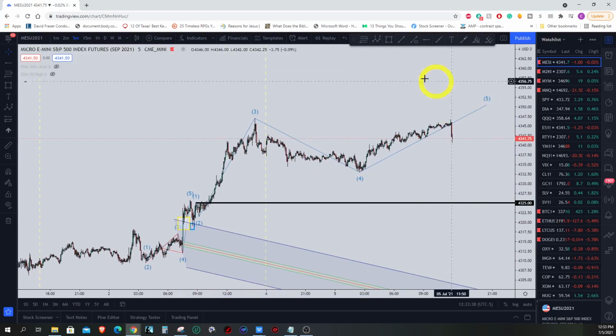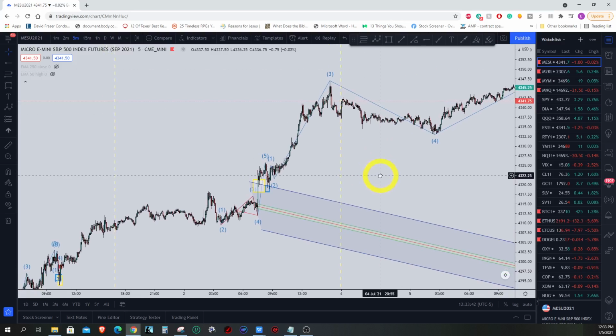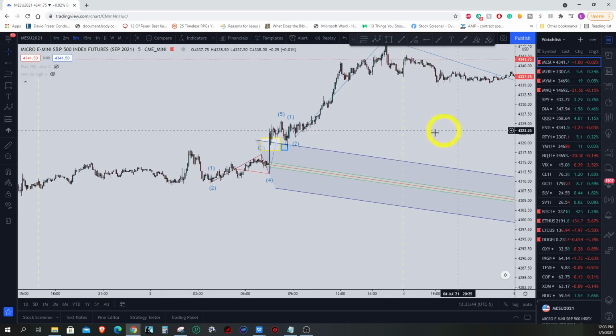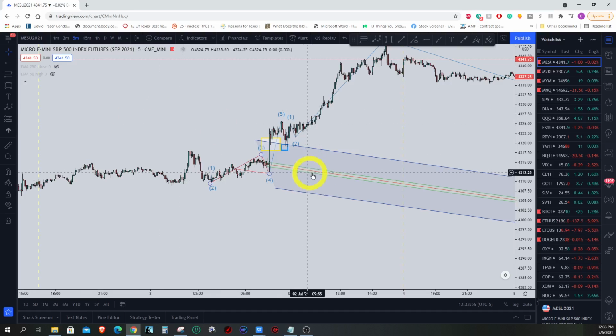But we'll see what happens when the market opens up in 4.5 hours. This is another trade I'm looking at, and this is one I have been taking. There are several pitchforks right there: Pitchfork, Schiff, Modified, Inside Pitchfork. This one right here is the Inside Pitchfork.